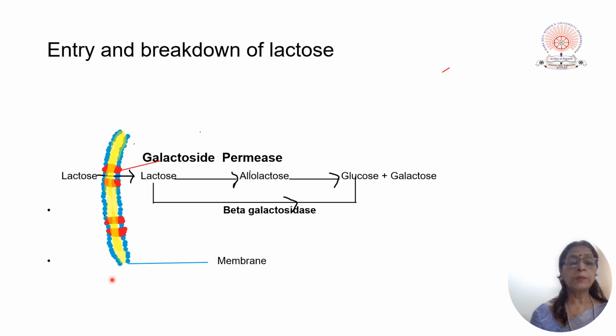This is the cell membrane of the E. coli cell. This is the cytosol. The lactose enters into the E. coli through the symporter, galactoside permease. These are the membrane transporter integral proteins. After entering into the E. coli cell, lactose is converted to allolactose and lactose is broken down to glucose and galactose in the presence of the enzyme beta-galactosidase.